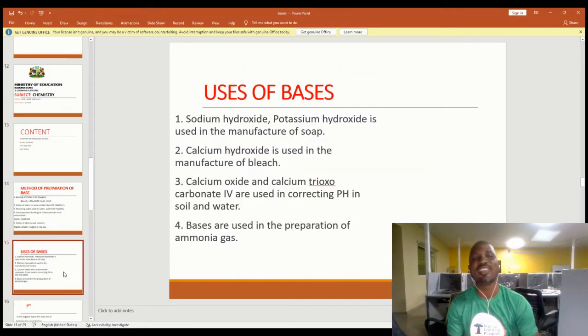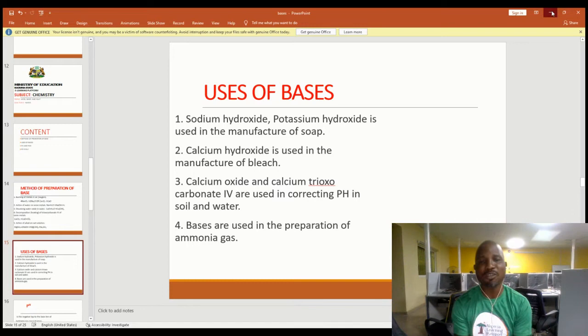So let's look at the uses of bases. What are bases actually used for? In chemistry, sodium hydroxide and potassium hydroxide are used in the manufacturing of soap. We have hard soap and soft soap depending on the base that you use. If you use sodium hydroxide, you get a hard soap. When you use potassium hydroxide, you get a soft soap. We'll talk about soap formation or the saponification reaction in our future discussion in chemistry.